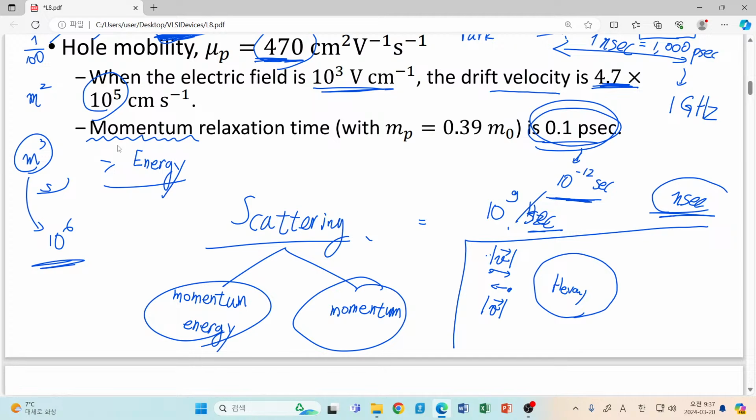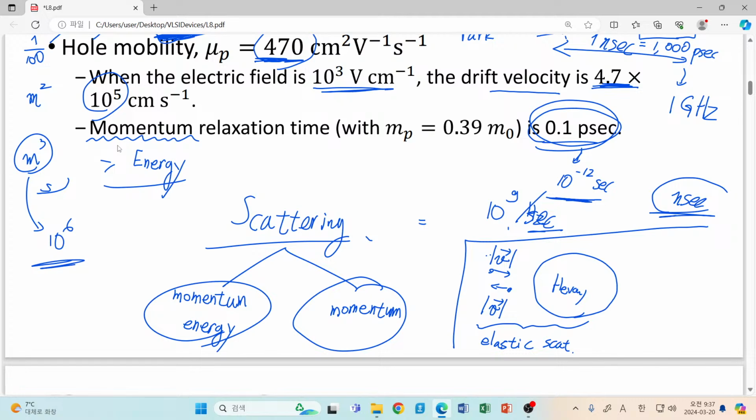So it is involved with momentum relaxation. However, it is not related with loss of energy. Energy is just kept as before. This is one thing, and this is usually called elastic scattering.